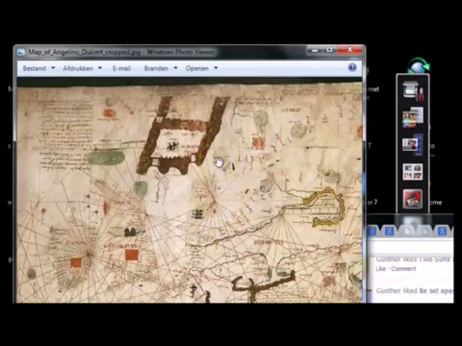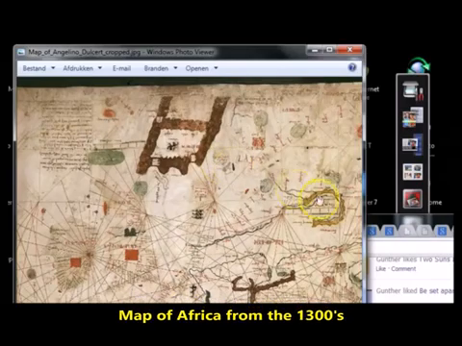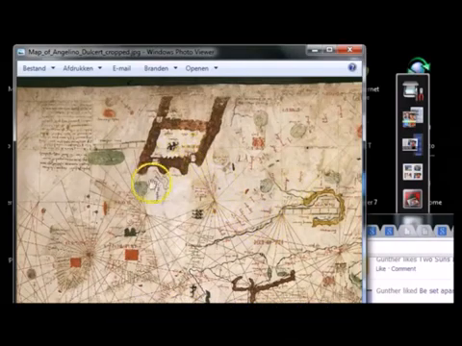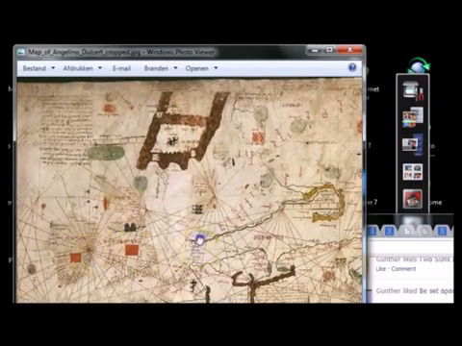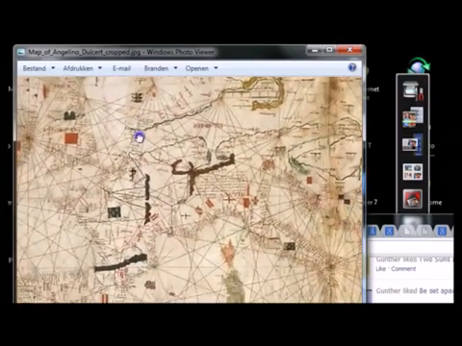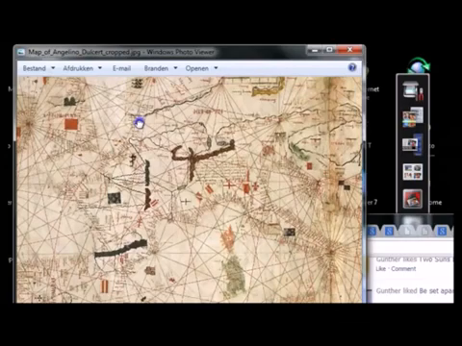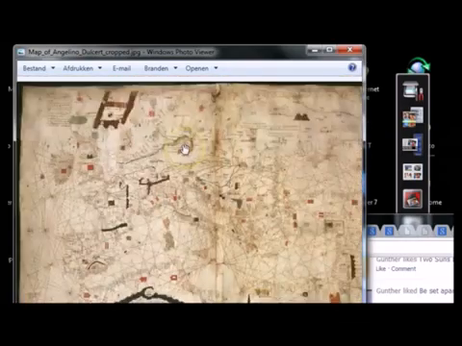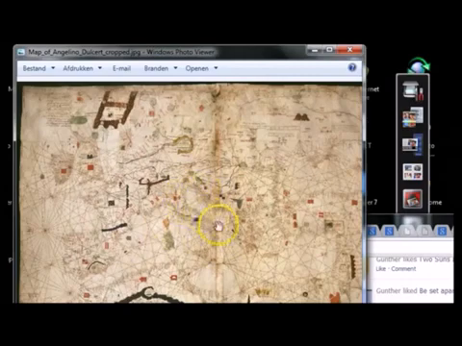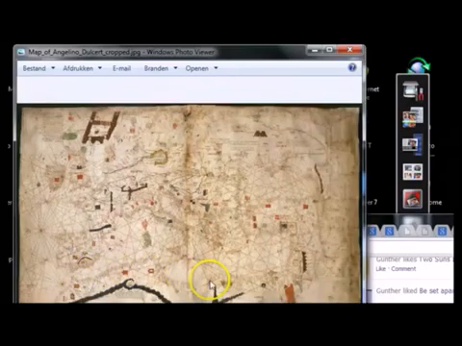This is a map from Angelina Dulcert, from the 1300s. Are you already noticing that a lot of the words are upside down? I can flip it over for you so you can get a better idea. Let me go out. You can see here's Italy, there's Spain, there's Africa.